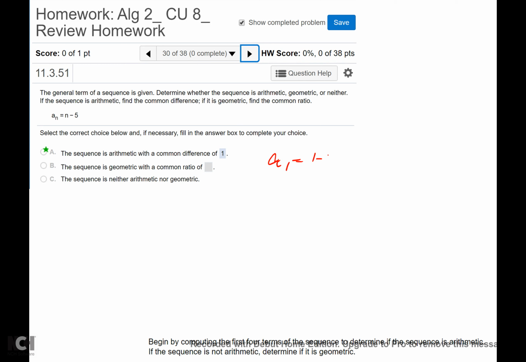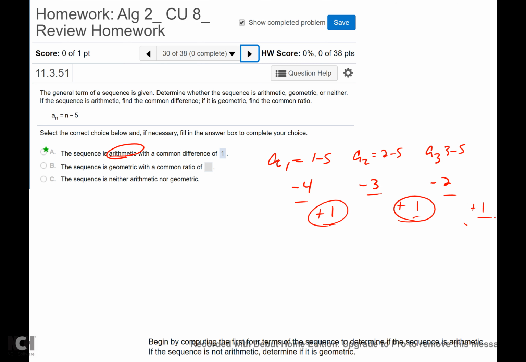A sub 1 would be 1 minus 5, which is negative 4. A sub 2 would be 2 minus 5, which is negative 3. A sub 3 would be 3 minus 5, which is negative 2. You can tell that to get to the next term, you would add 1. I'm adding the same amount every time, which makes it arithmetic. And your common difference is 1.